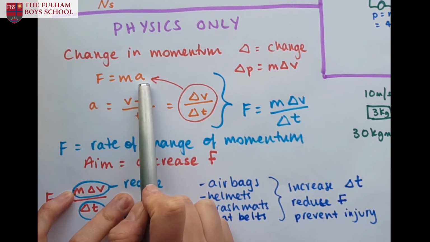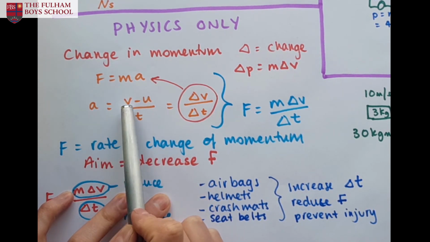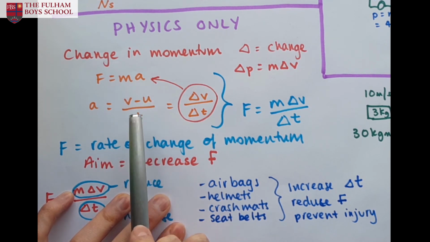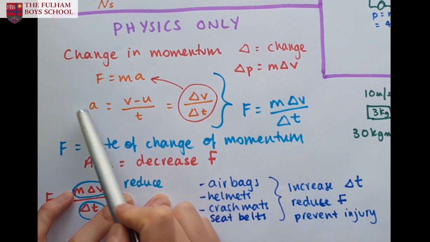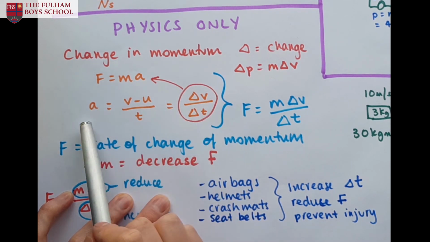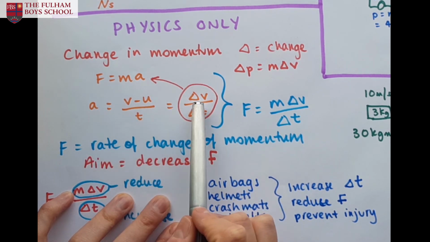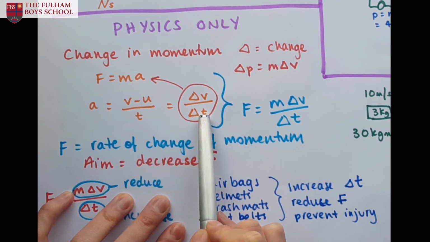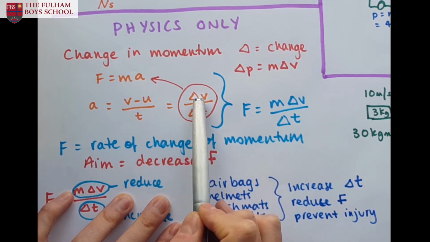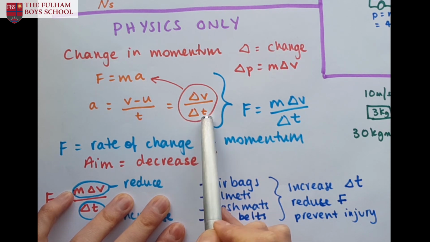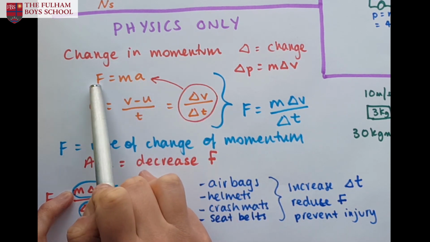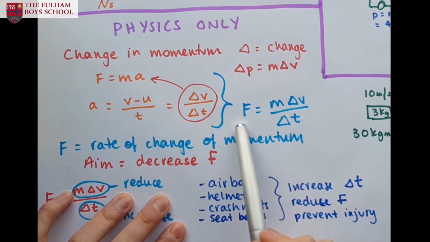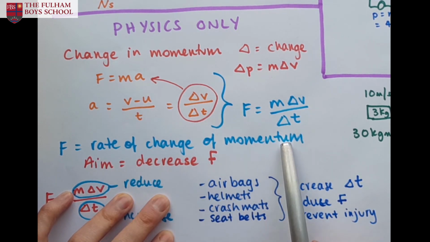Force is mass times acceleration, and acceleration is v minus u over t. That's final velocity minus initial velocity divided by time. These two equations can combine together. So first of all, I'm going to rewrite v minus u over t as change in velocity divided by change in time. And then because acceleration is change in velocity divided by change in time, I'm going to sub it into this equation. So force is mass times change in velocity divided by change in time. And this means that force is equal to the rate of change in momentum.